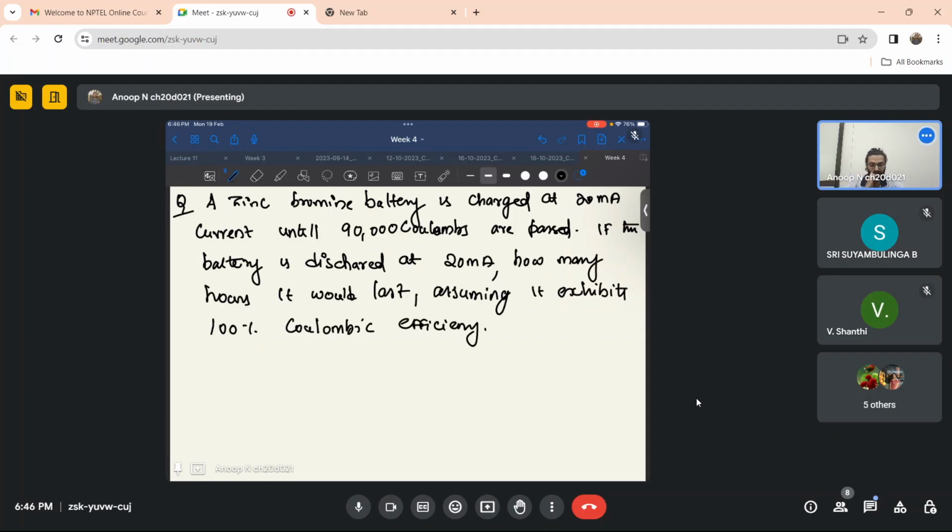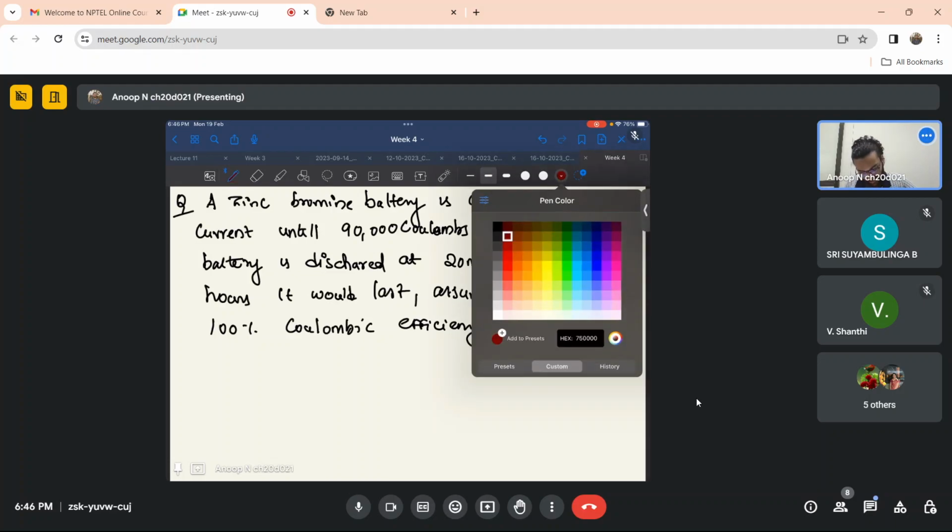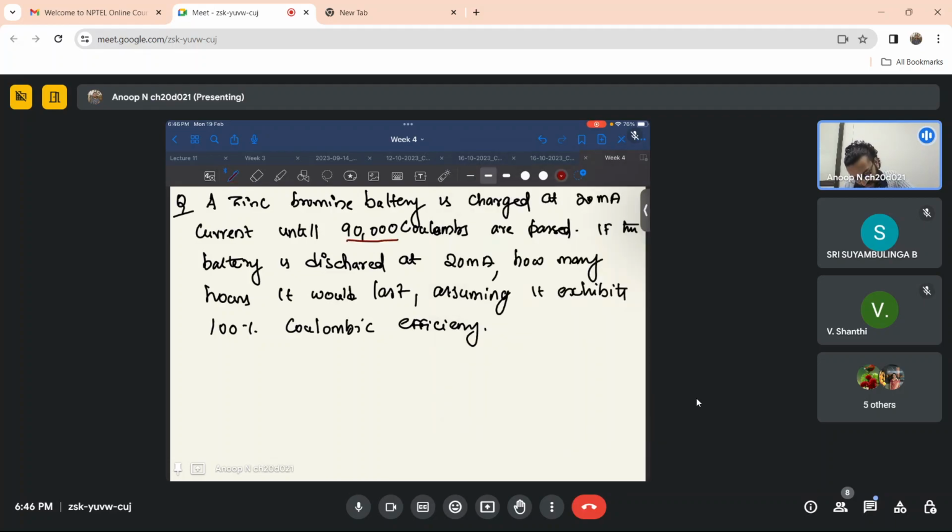So here also I will give some hint. You see here the charge is given. After charging, it is discharged at a constant rate. So you have current as well as charge. Using these two things, we have an equation to relate them. You can calculate the time required for full discharge. So please try to solve this. Let me know once you solve.